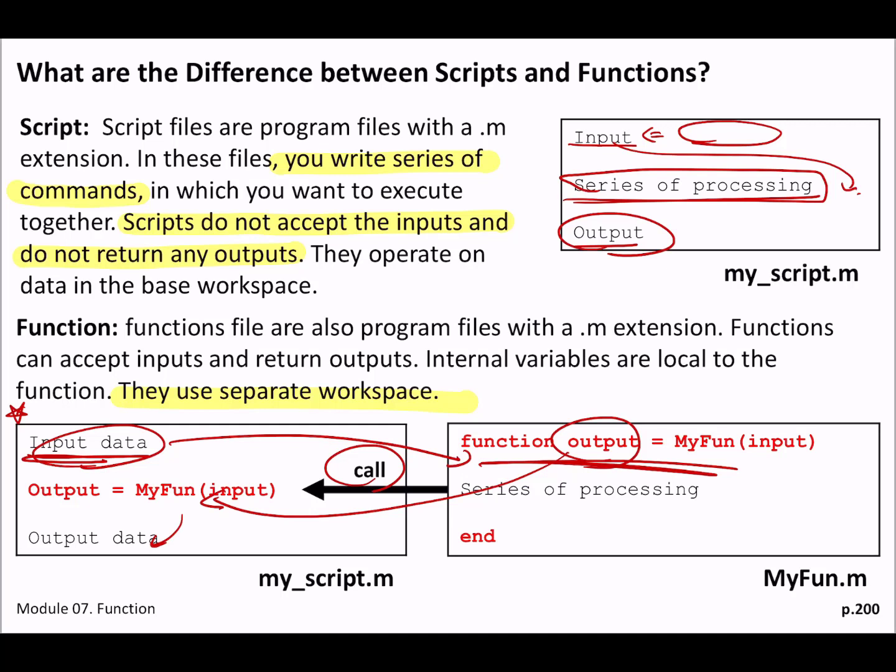When we use the script, all your code is stored in one single M file. Do you remember the way I did it in the tutorial video? But if you use a function, the function and my script are stored in separate files.